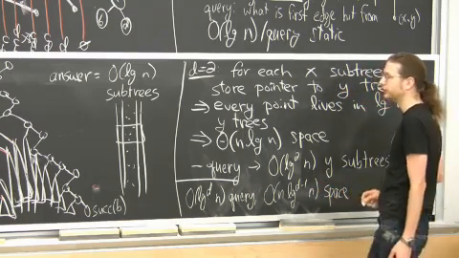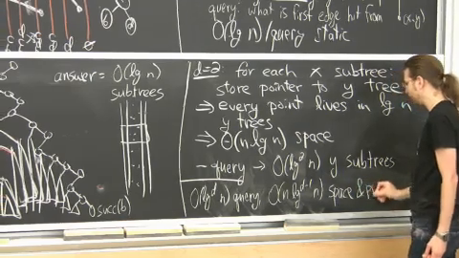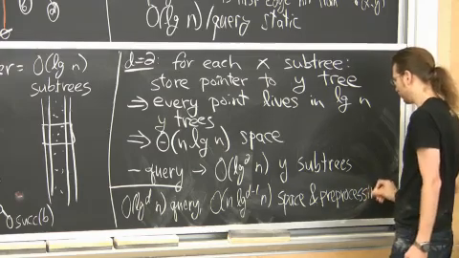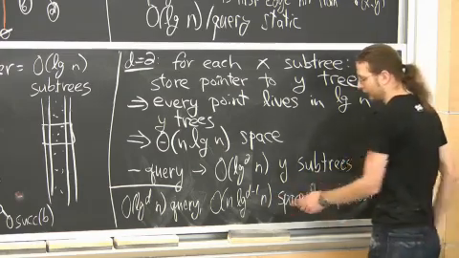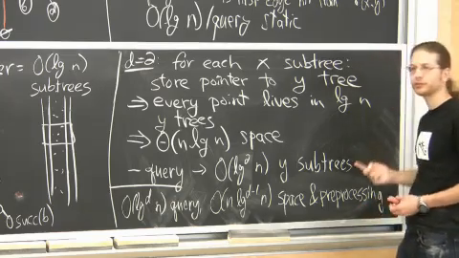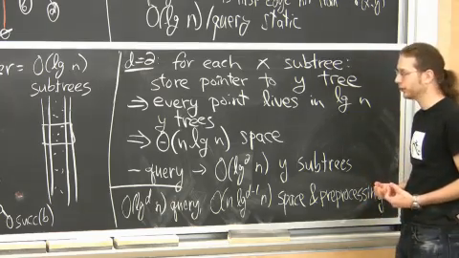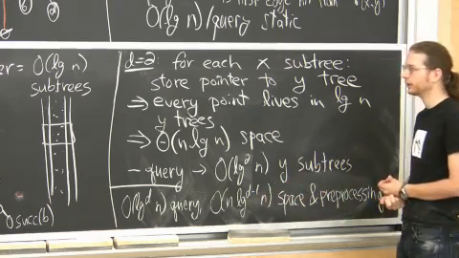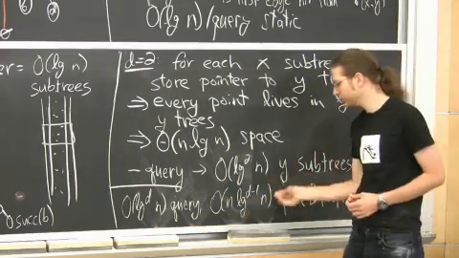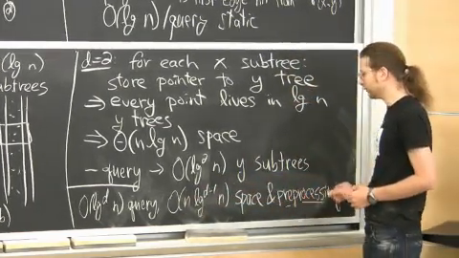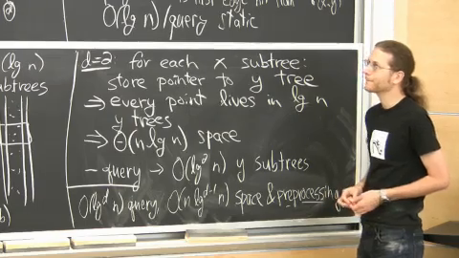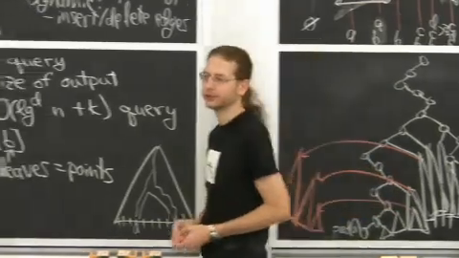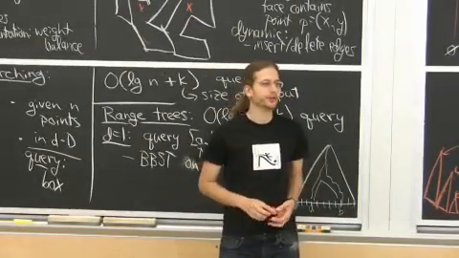And if you want to do this statically, you can also build the data structure in n log to the d minus 1 time, except for d equals 1, where you need n log n time to sort. But as long as d is bigger than 1, this is the right bound for higher dimensions. So it takes a little bit of effort to actually build the structure in that much time, but it can be done. Okay, that's the very simple data structure. Any questions about that before we make it cooler?